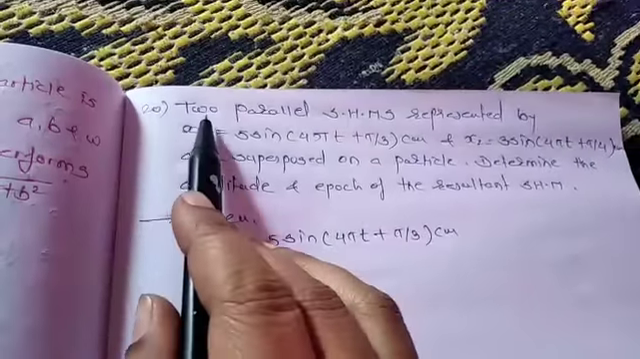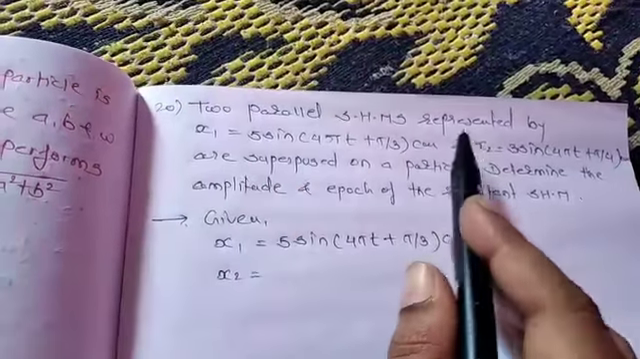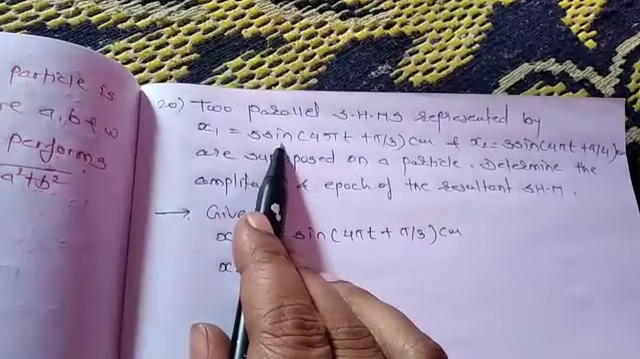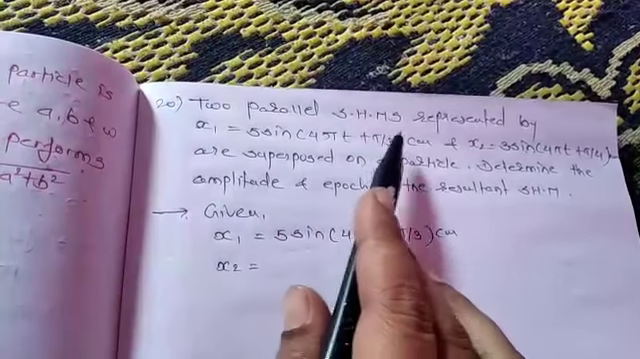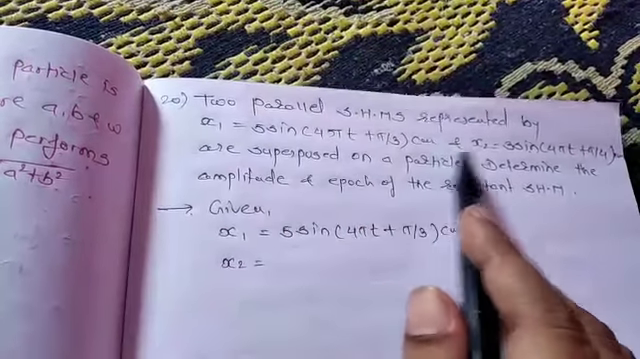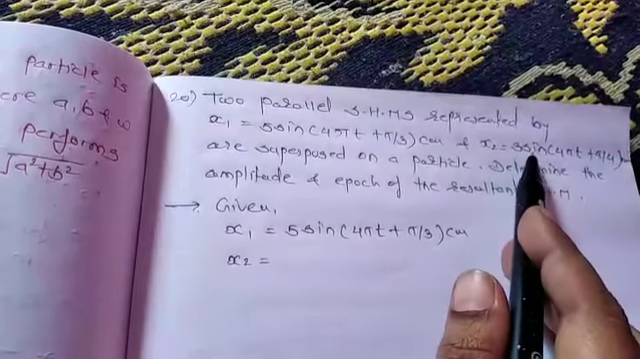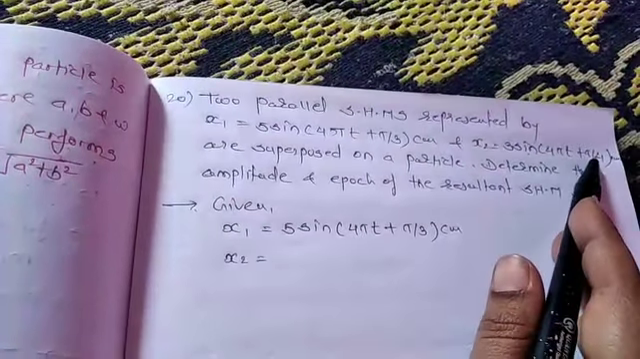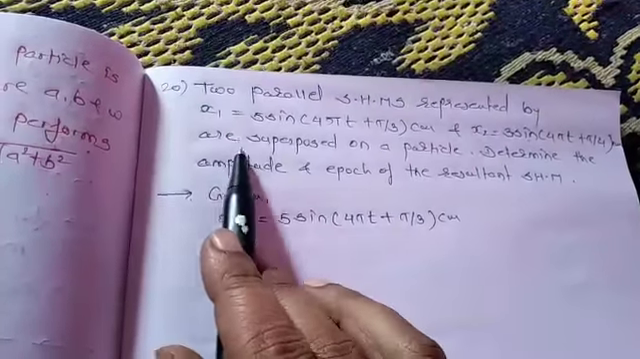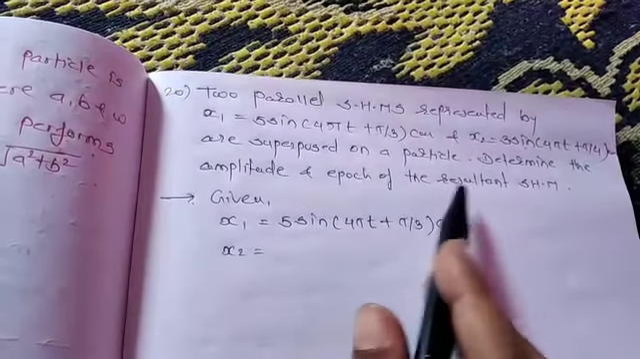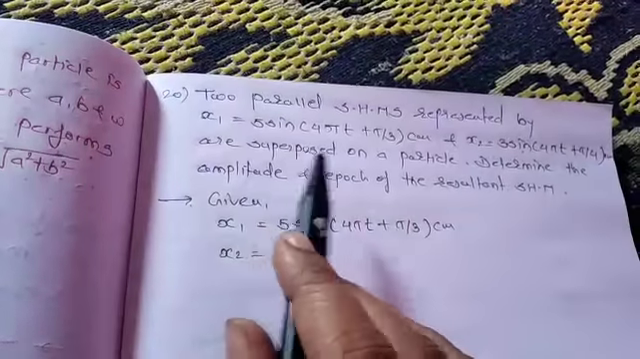So the next problem is: two parallel SHMs represented by x1 is equal to 5 sine of 4 pi t plus pi by 3, and x2, that is the equation of the second SHM, is equal to 3 sine of 4 pi t plus pi by 4, are superposed on a particle. Determine the amplitude and epoch of the resultant SHM.